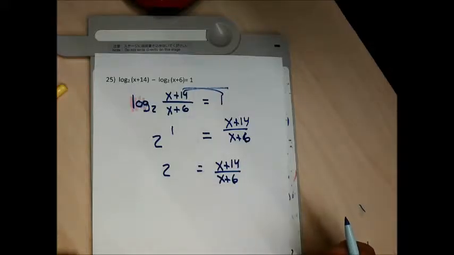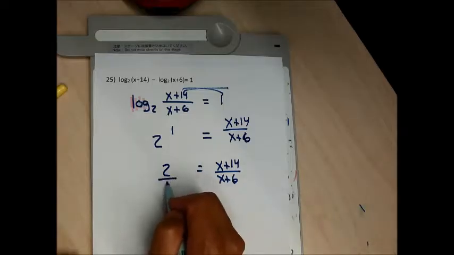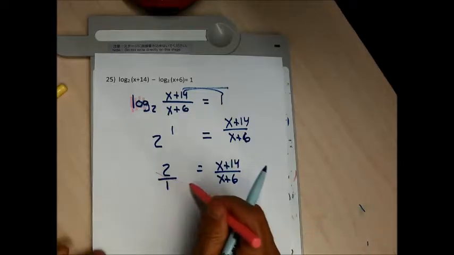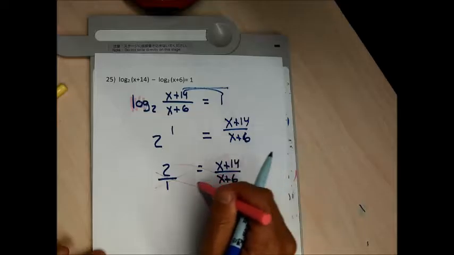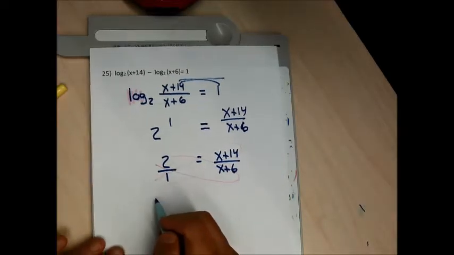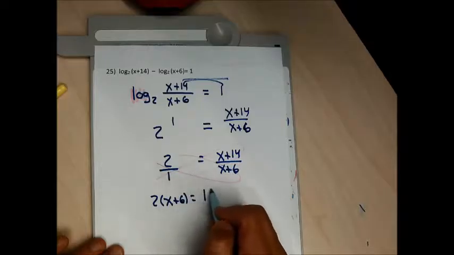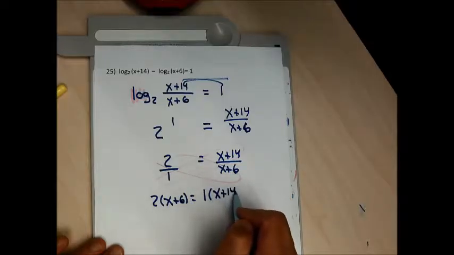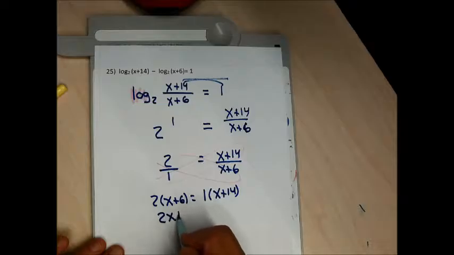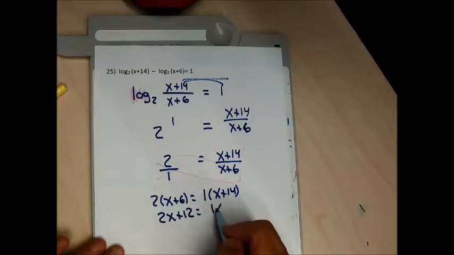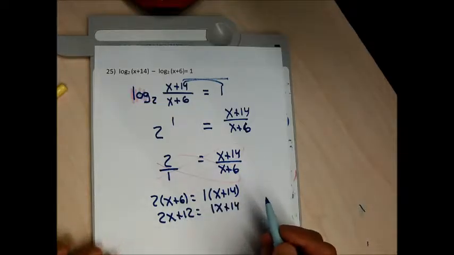I want to solve this by cross multiplying, so I'm going to write the 2 as a fraction by writing it over 1. Now I'm going to cross multiply and get 2 times x plus 6 equals 1 times x plus 14. This will give me 2x plus 12 equals 1x plus 14 when I clear the parentheses.